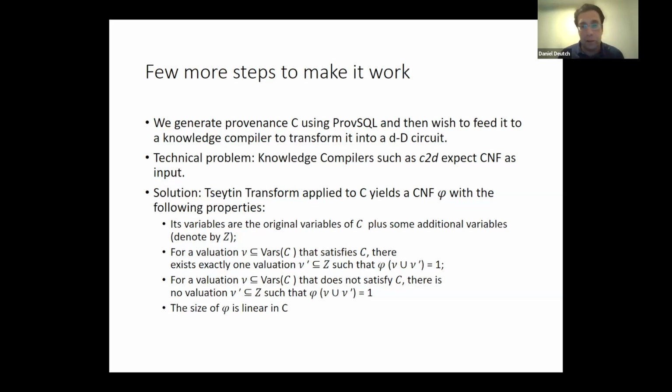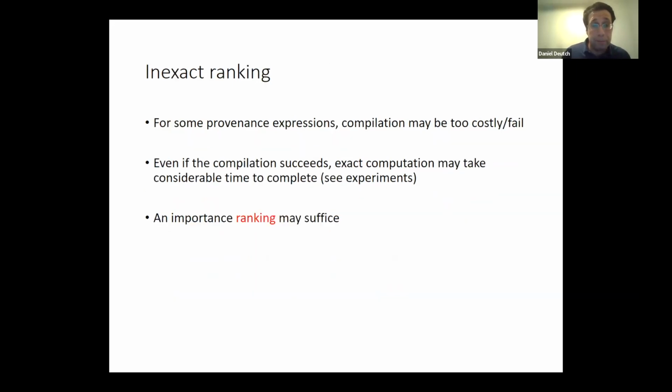For instance, C2D expects CNF as input, so we need the Tseitin transform to transform into CNF. And there are all kinds of technicalities to address in this setting. And then we get this 85% for TPC-H and 99% for IMDb. For these cases where the compilation is too costly or may fail, we can actually resort to ranking.